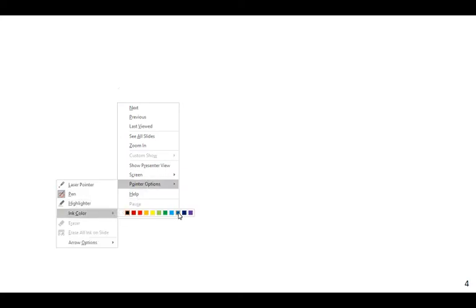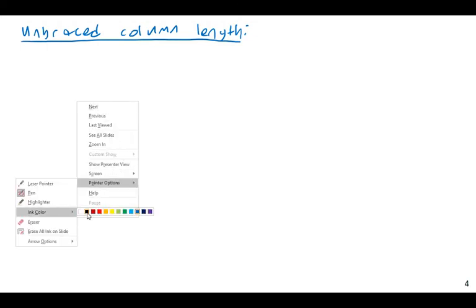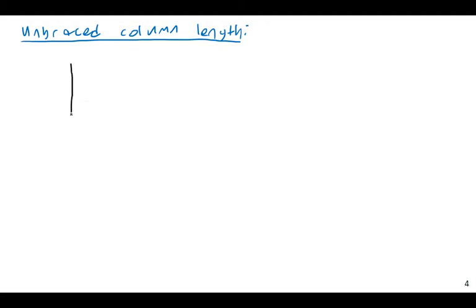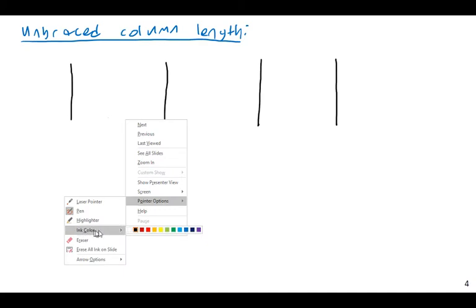So what do I mean by unbraced column length? It's not the actual entire length of the member or the column. Columns will buckle depending on how you support them. So in other words, imagine I have a series of columns under the same axial load, but I brace them at different locations. By bracing, what I mean is I simply do not allow them to buckle.